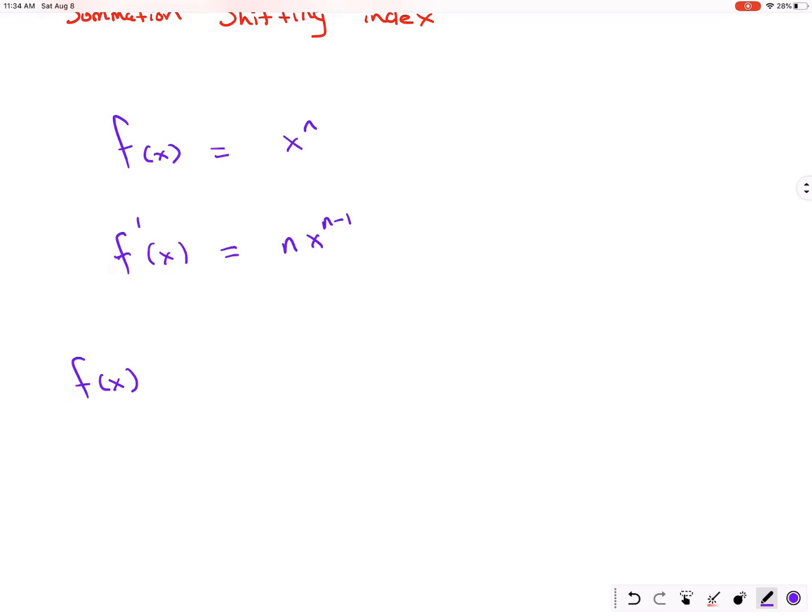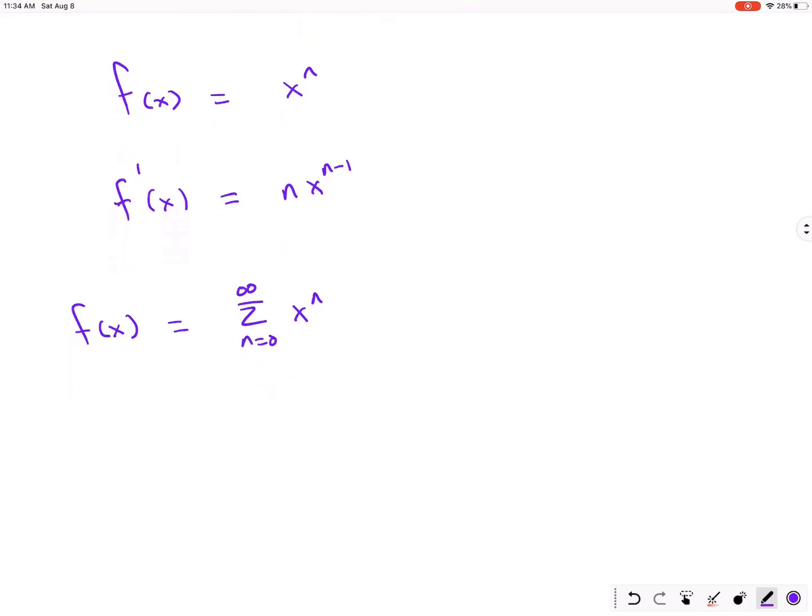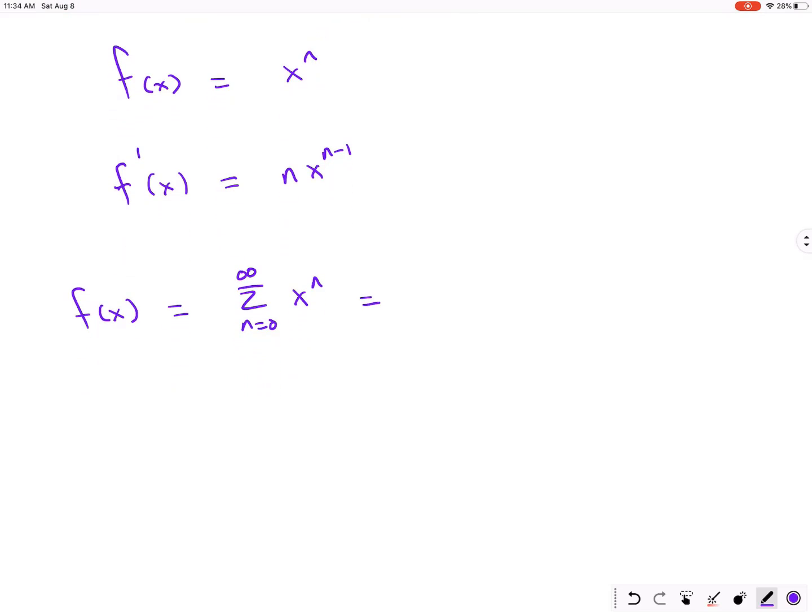Let's fast forward then to a summation situation. So f of x equals the summation from n equals 0 to infinity of x to the n. Now, if I wrote out the first few terms, when n is equal to 0, I'd have x to the 0. So I'm actually going to write that out. And then plus x to the first, plus x to the second, plus x to the third, plus, and then that would continue on. Now let's look at what happens when I take the derivative.